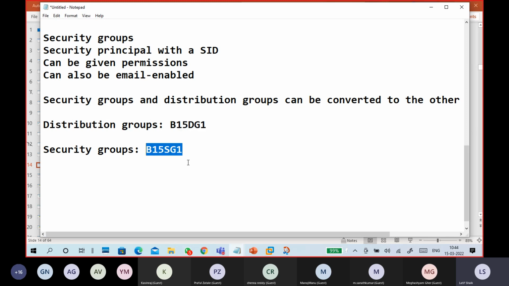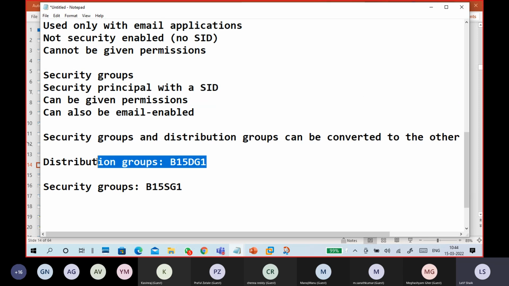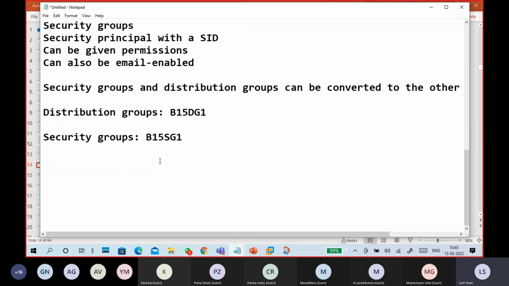For example, I have a file or some printer and I want to give security permissions like allow, deny, read, write. I can give to this group, but I can't give to this group, because this group does not have a SID. That's it. Distribution groups are only for group mailing purposes.